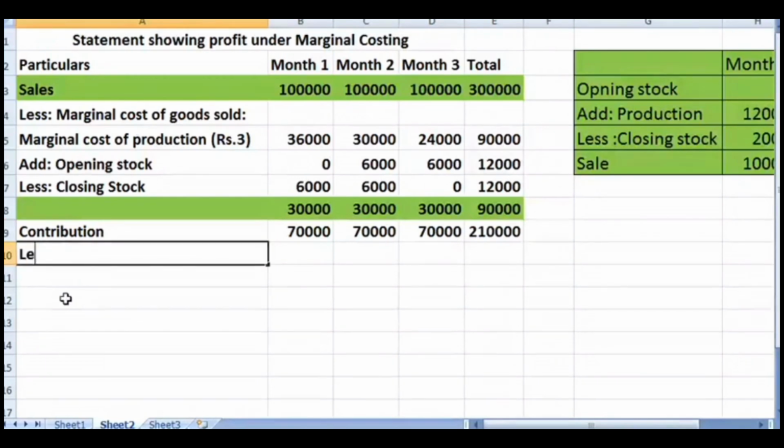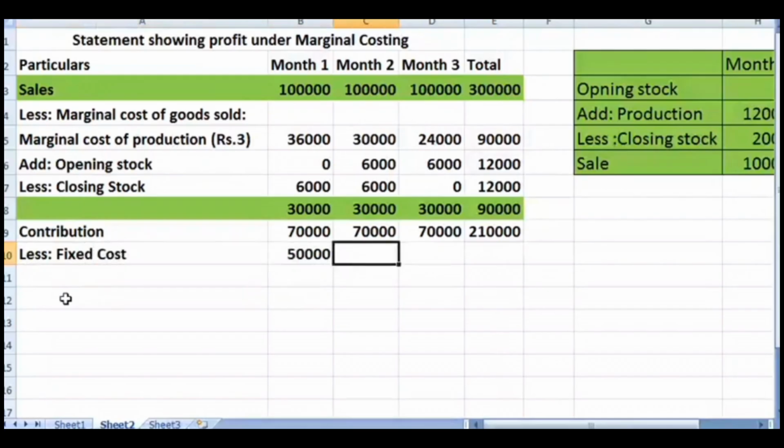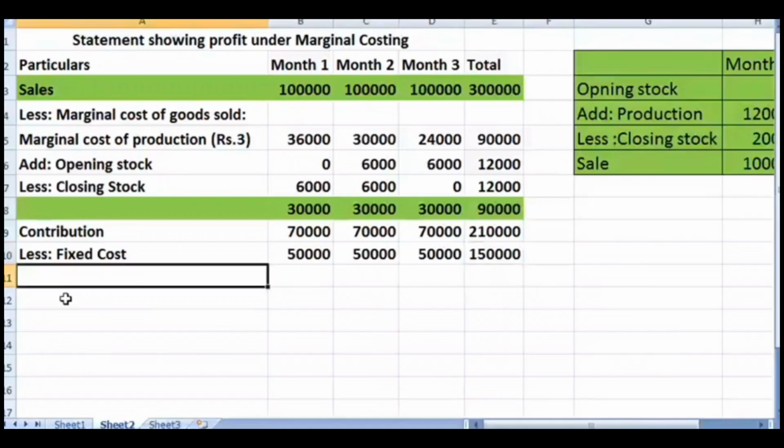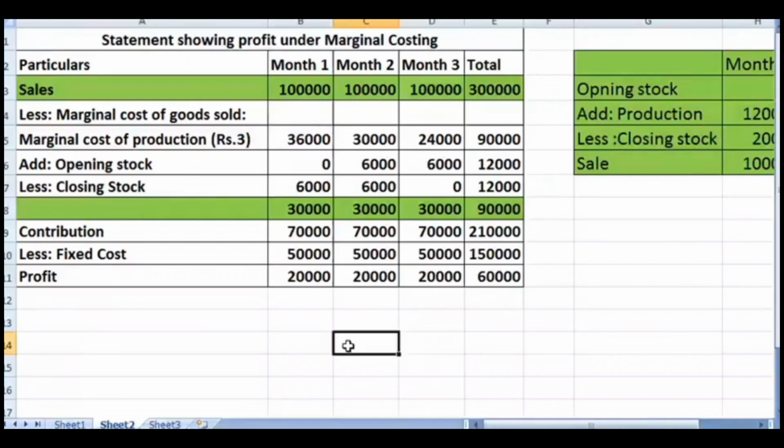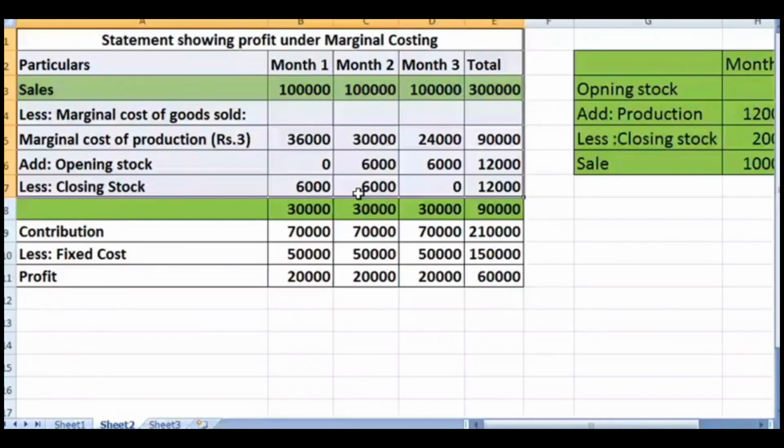Less fixed cost. Fixed cost is 50,000, 50,000, 50,000, total 1,50,000. What is your answer now? Profit is 20,000, 20,000. It comes out exactly the same. In all months it is 20,000, and the total is 60,000.